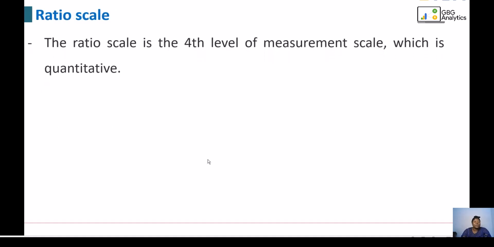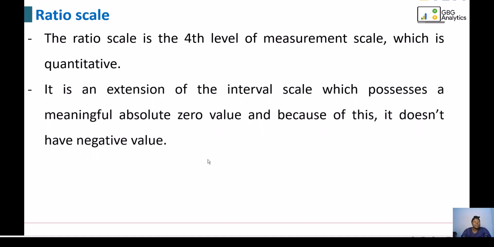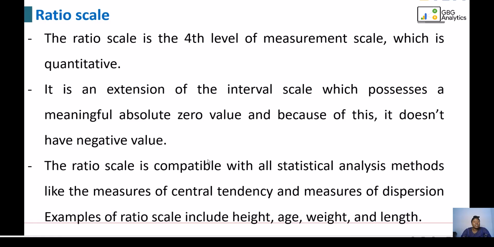The ratio scale. This is the fourth level of measurement scale, and it is quantitative. It is an extension of the interval scale which possesses a meaningful absolute zero value. Because of this, it doesn't have any negative value. The ratio scale is compatible with all statistical analysis methods like measures of central tendency and measures of dispersion. Some examples of the ratio scale could include height, age, weight, and length.